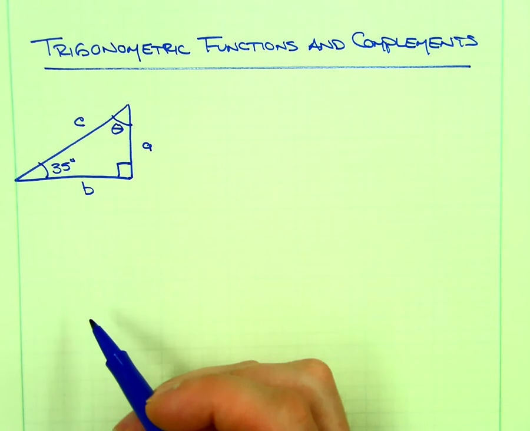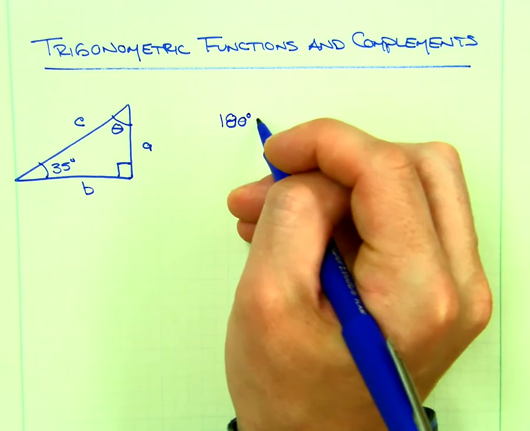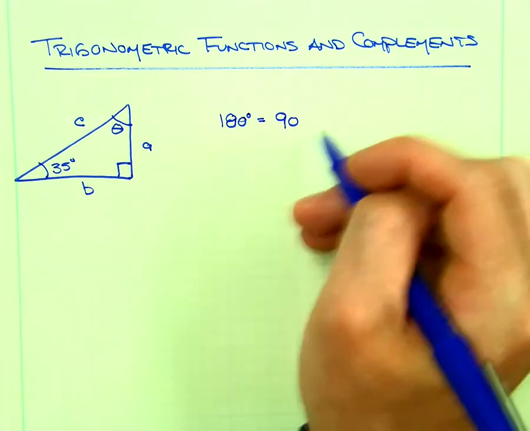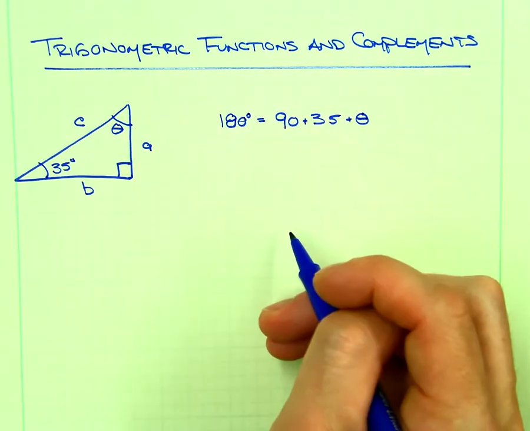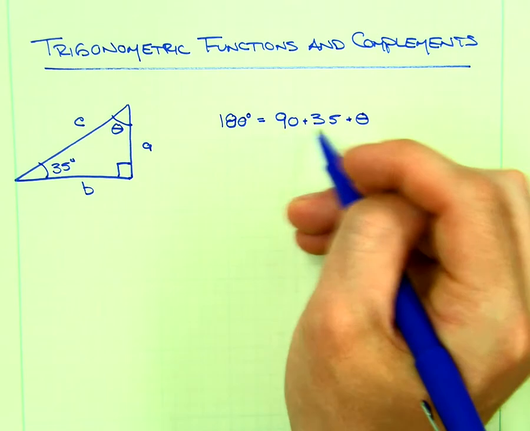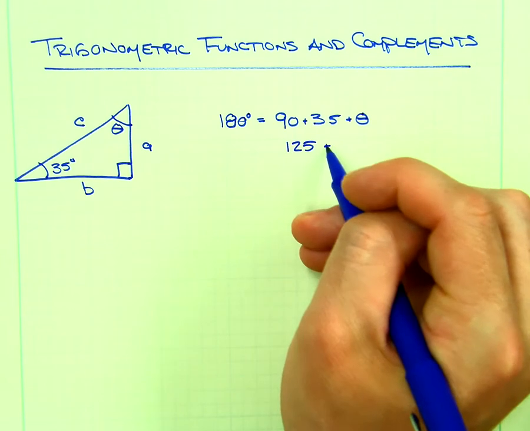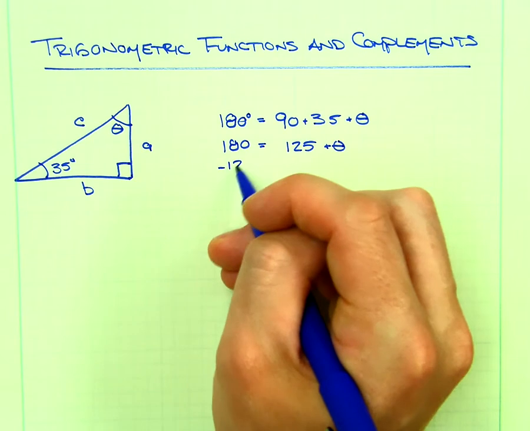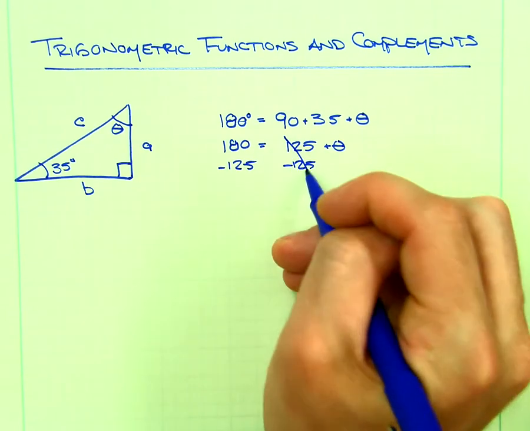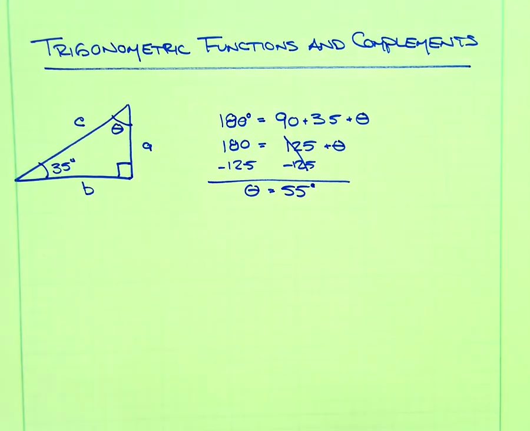You remember that all the interior angles in a triangle add up to 180 degrees. So you know that 180 degrees is going to be equal to 90, that's our angle right here, plus 35, that's our angle right here, plus theta. Excellent. Now, if I add 90 and 35 together, I get 125 plus theta, just combining like terms there. And then I can subtract 125 from both sides, and I find that the angle theta is going to be 55 degrees. Nothing to it.